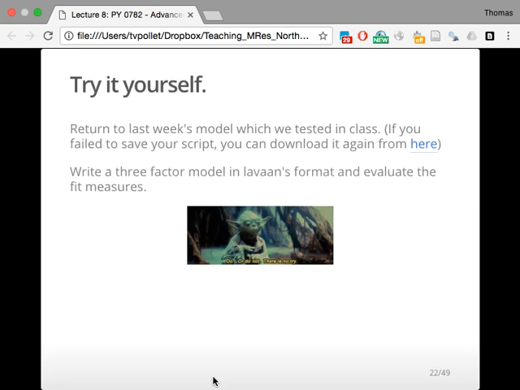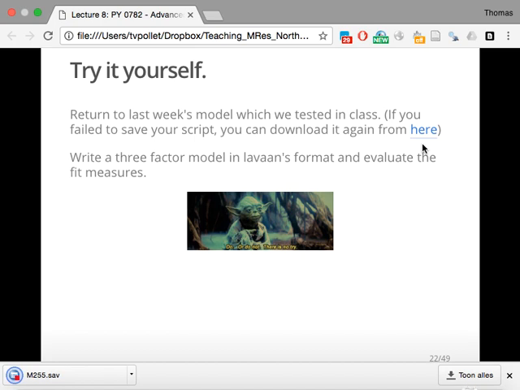Okay, now we're going to try it yourself. So we're going to return to the model which we tested in class last time. You can click from downloads to do it there, and you can write a three-factor model in lavaan format and evaluate the fit measures. So basically, this should take you to download the one which we did in class, which was the Sidanius data, and then you would do a three-factor model. I'm not sure if you saved your output from last time, because otherwise it might be quite hard to reconstruct what the three factors were.